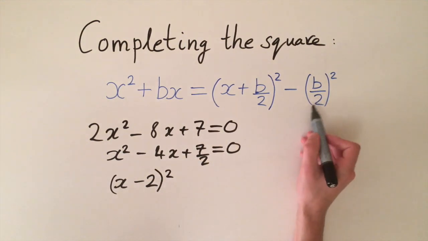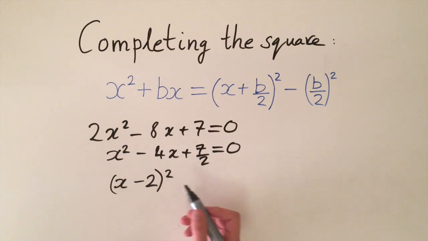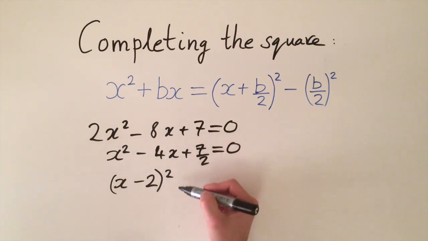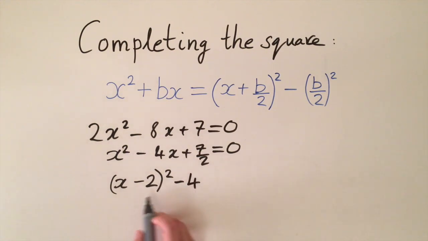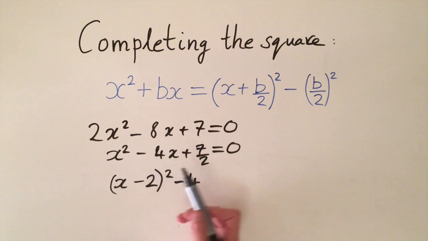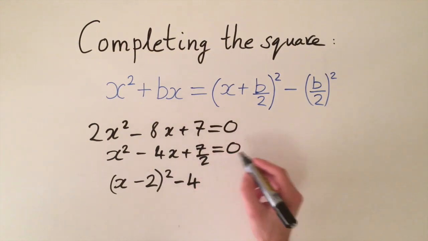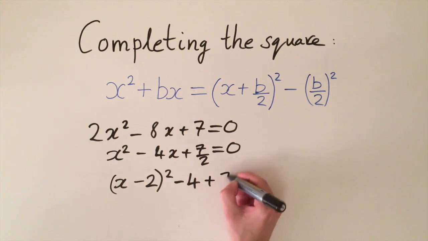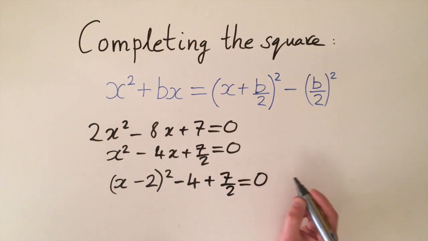And then the next step is to remember the constant that would come out of this bracket if we were to expand it out. We'd get minus 2 times minus 2, which is plus 4. So to make this balanced, we need to subtract off that number, so minus 4. And if you were to expand this out, we would get x squared minus 4x. So then we need to still remember the constant from before. So this constant, plus 7 over 2, follows through, and we just have this equal to 0.